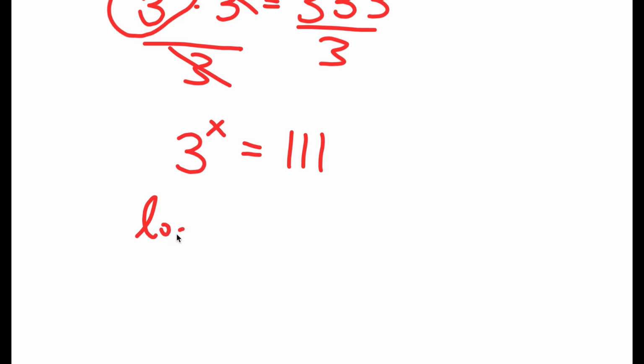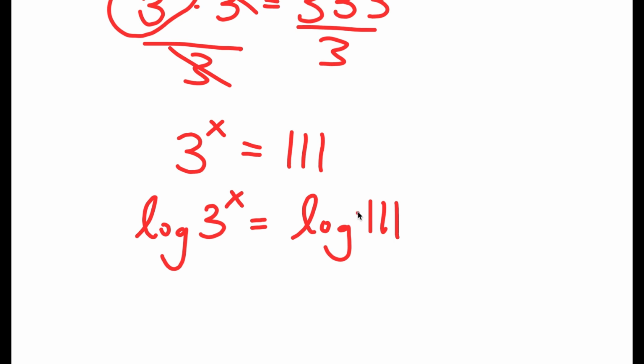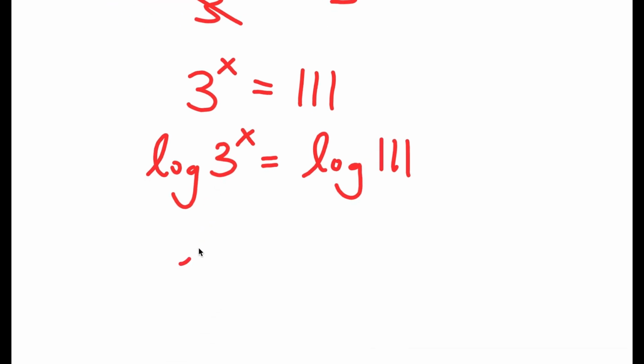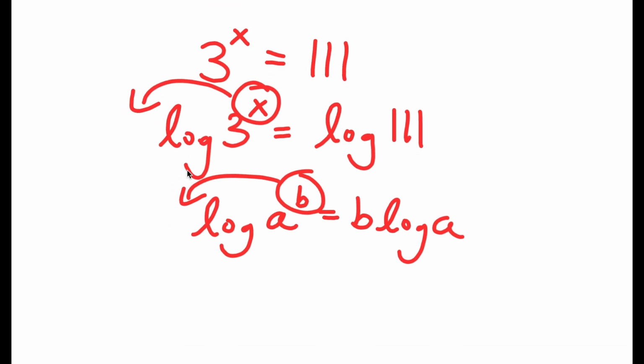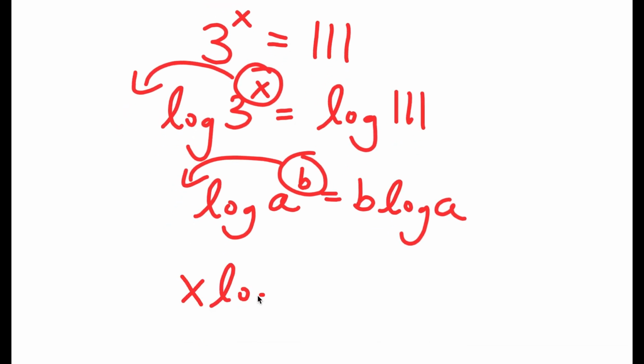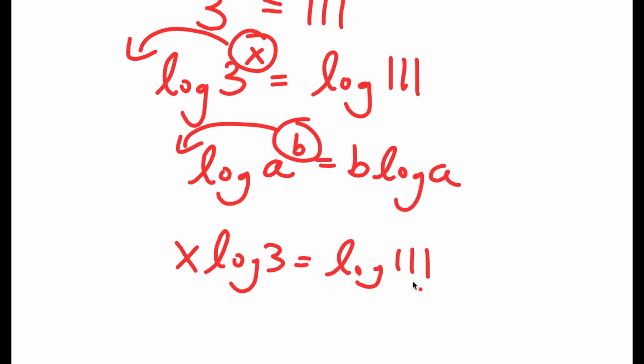Now, if I take the log on both sides, I get log 3 to the power of x is equal to log 111. Now, if I have something in the form log a to the power of b, I can move this exponent b to the front, so it's going to equal b times log a. So in this case, I have log 3 to the power of x, and I can move x to the front. So I get x times log 3 is equal to log 111.